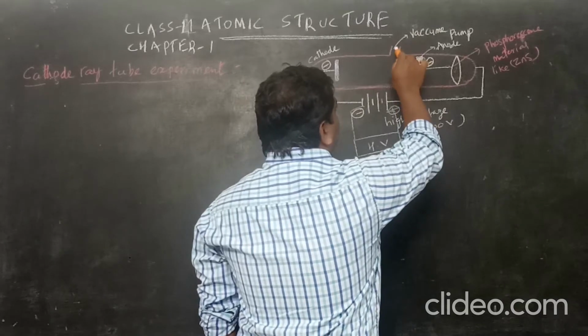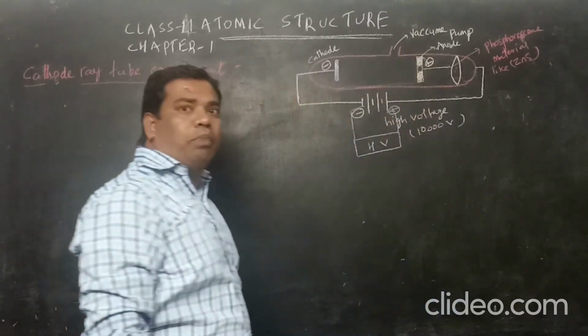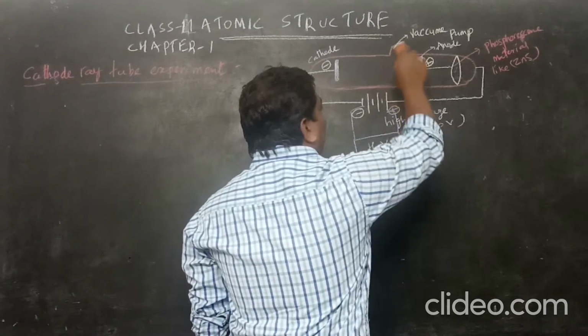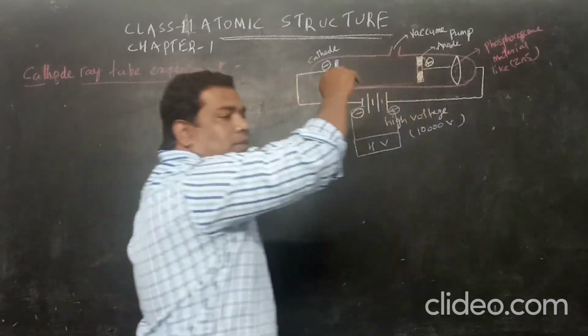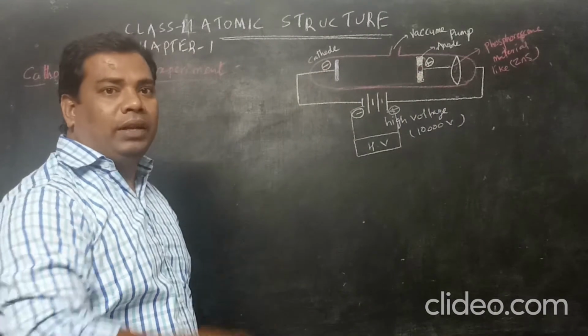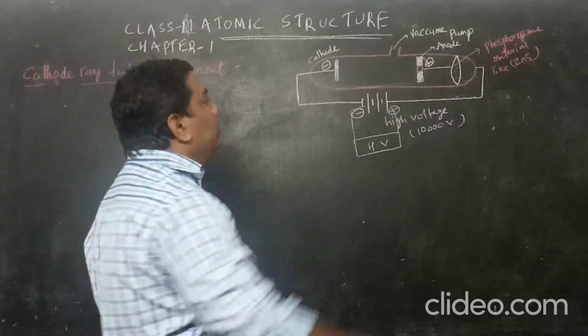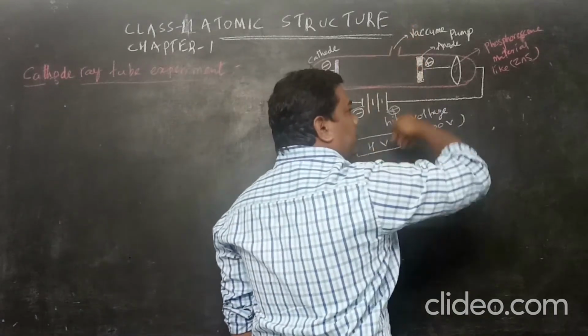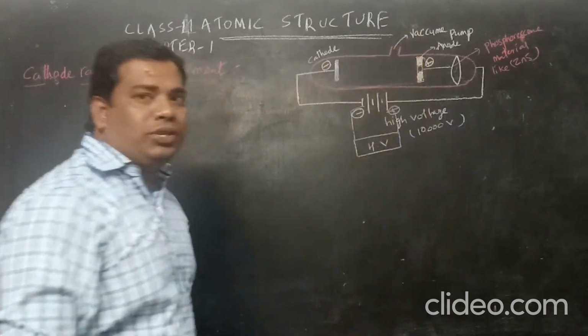So this we can call a vacuum pump. The role of the vacuum pump is that we can evacuate any gas that is present inside the discharge tube, and also we can introduce a gas for study purposes.